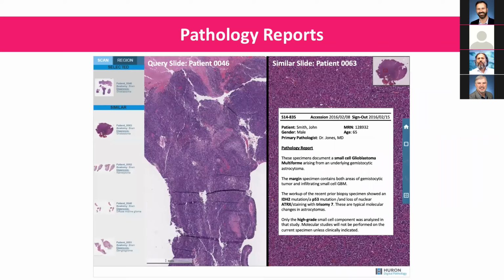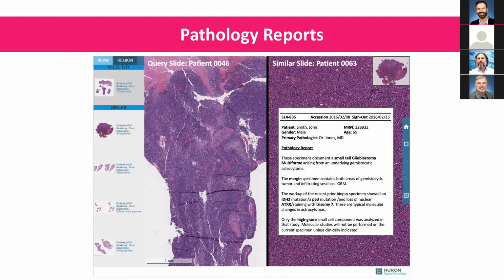So if you do that, then you have the search engine. Here I'm showing the demo that Huron Digital Pathology demos in different exhibitions. On the left-hand side, you see the thumbnail of similar one. Then you see the query slide, patient 0046. And on the right-hand side, you see the similar slide, patient 0063, together with the report. So side by side, the pathologist can look at the new patient who has not been diagnosed yet, and the most similar patient on the right-hand side, plus the report, which is as if you are showing your image to your colleague and saying, what do you think?